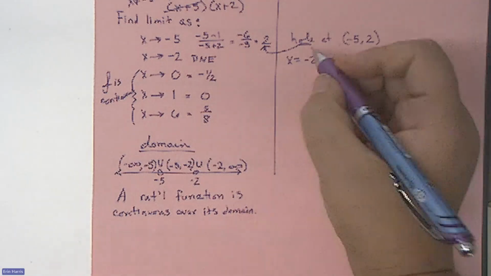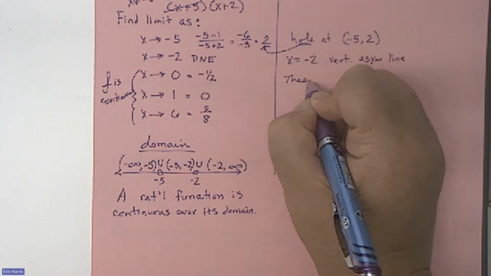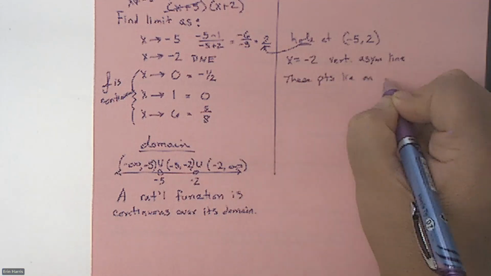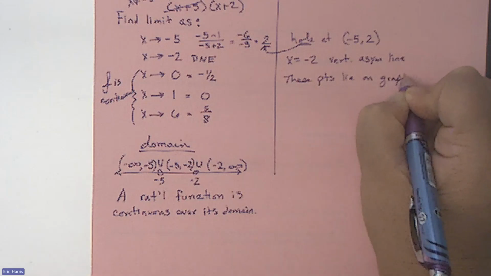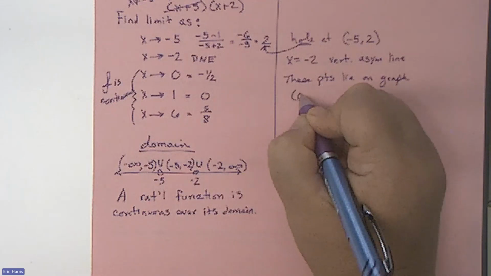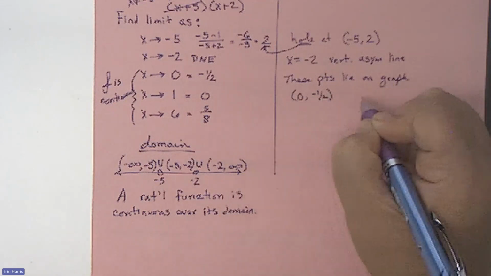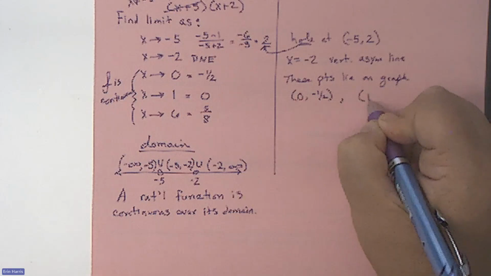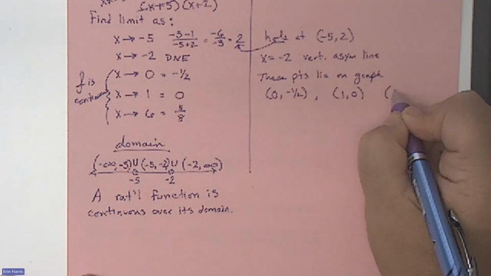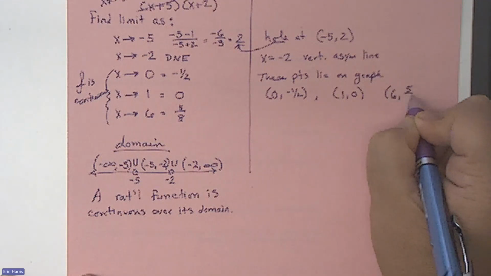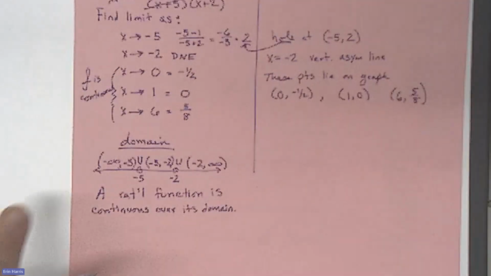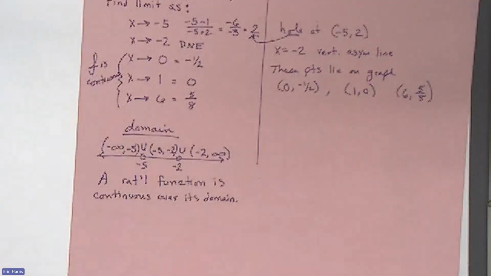And for the rest of these, right, these points lie on the graph, okay? And the graph is continuous at all of these points. So we have these points 0, -1/2. We have the point 1, 0, right? We have the point 6, 5/8, right? These are just points on the graph, and f is continuous at all those points.